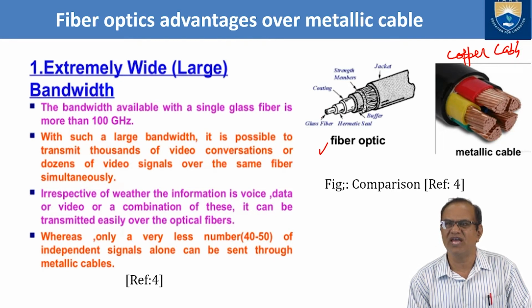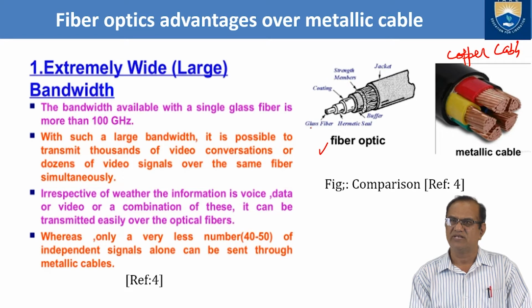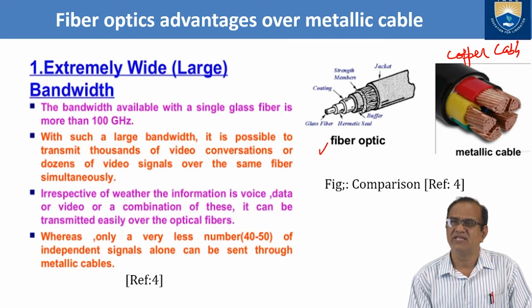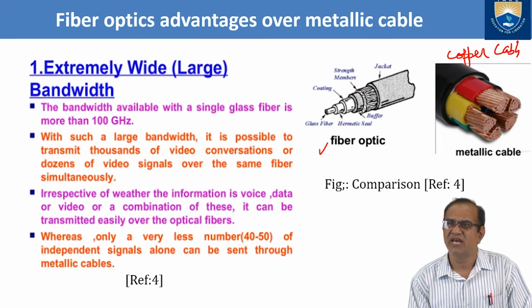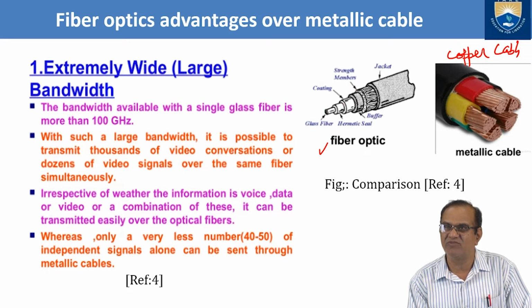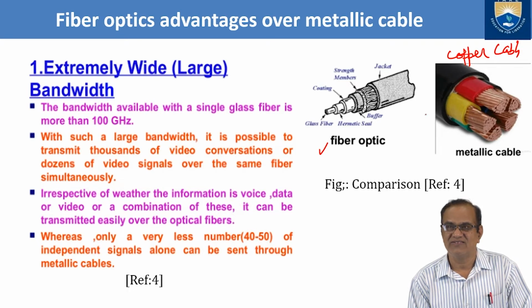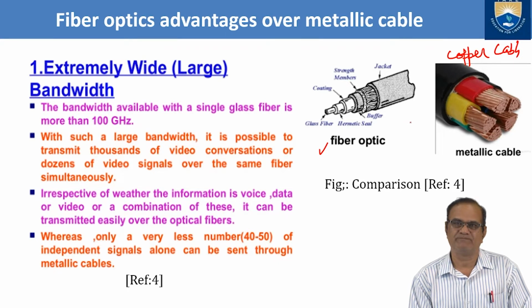But here, you see a very thin glass fiber, just one fiber goes inside. The glass fiber enters here. Then we have the hermetic seal, then the coating on top of that, then the strengthening members, and then the jacket. So these are the layers. Only one wire enters from here, and you can see how much the weight and size are tremendously reduced, as I have compared in these two diagrams.